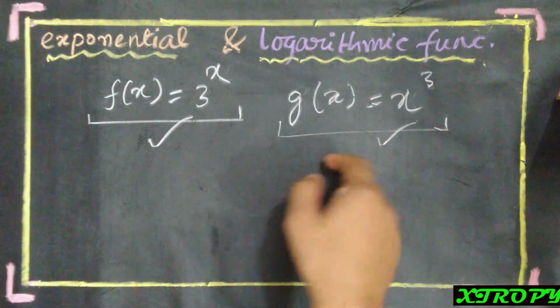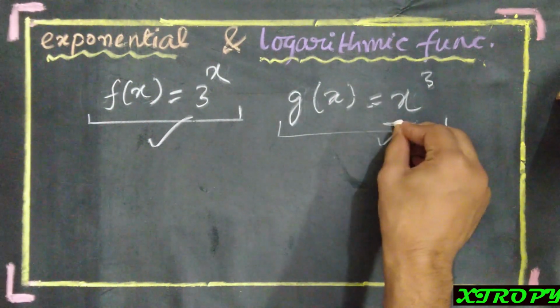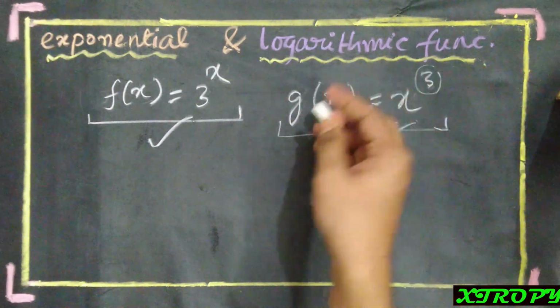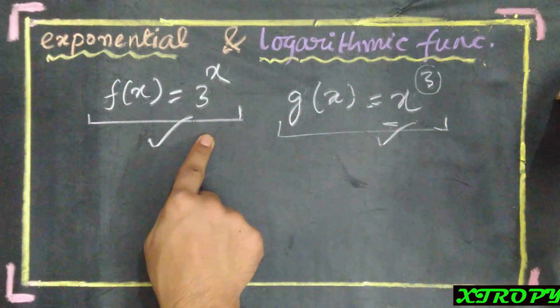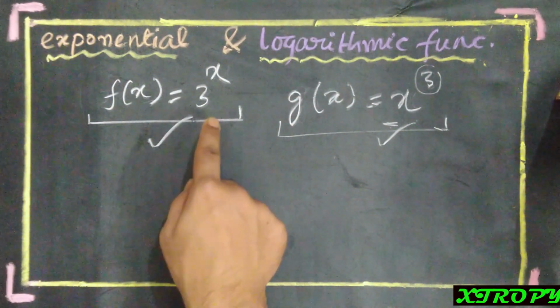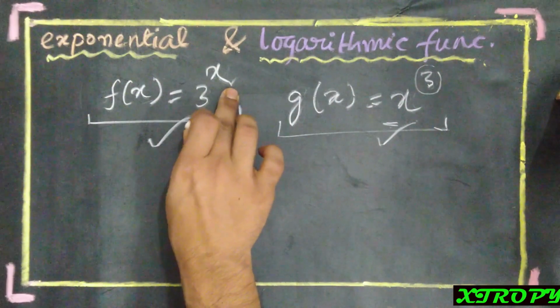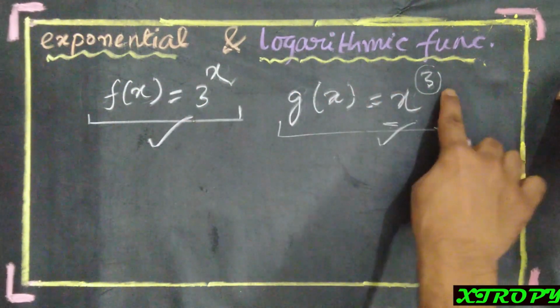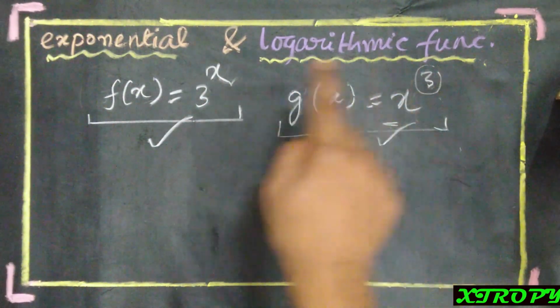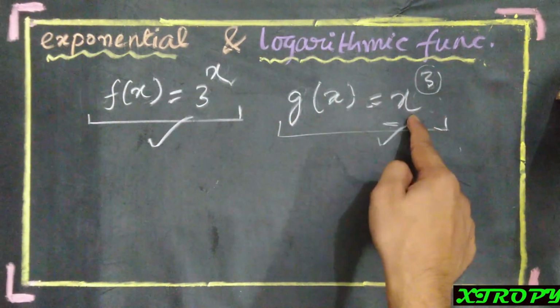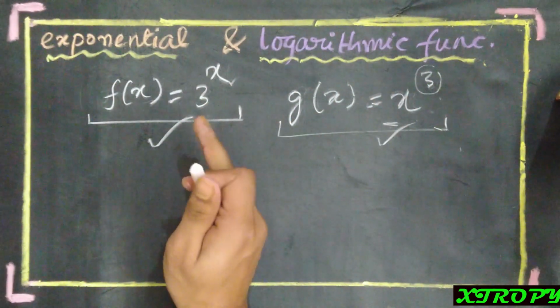Here, the variable x is raised to a constant power, whereas the function 3 to the power x is an exponential function. The variable is an exponent. That is, the exponent is the variable over here. But here, the exponent is a constant. In exponential function, the base is a constant, but in polynomial function, the base is a variable. So this is the key difference between these two functions.